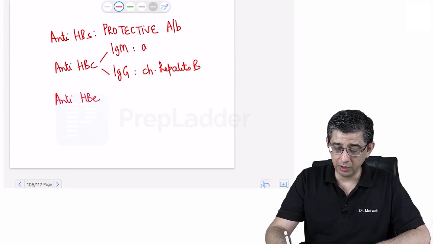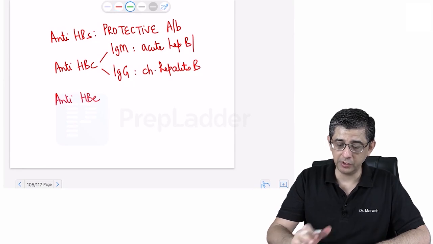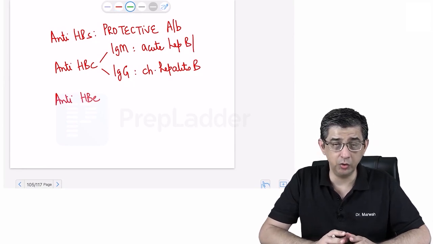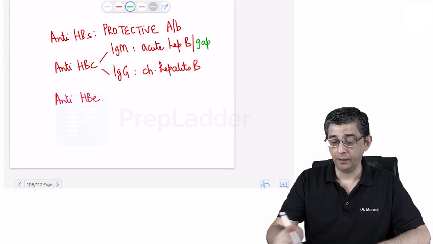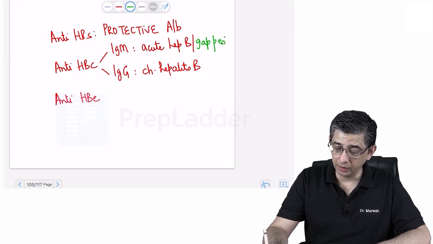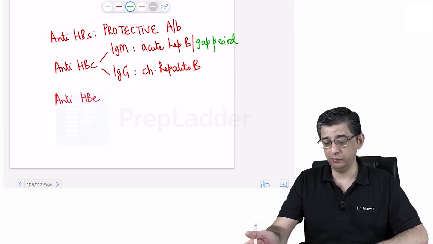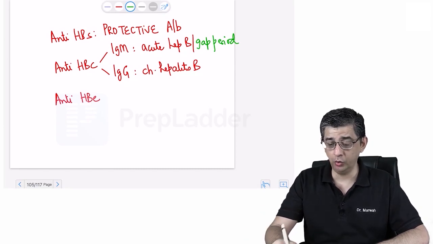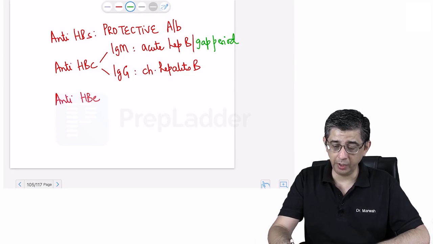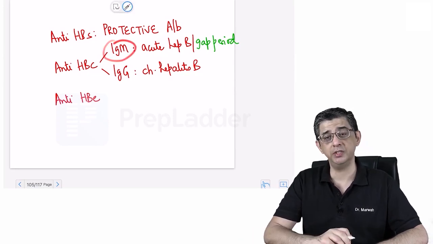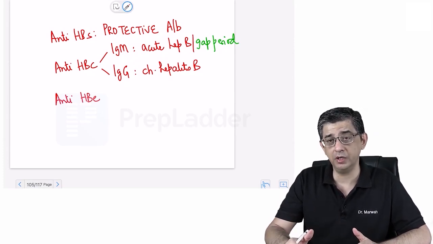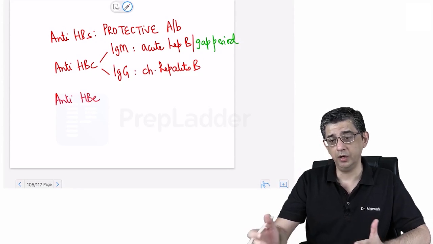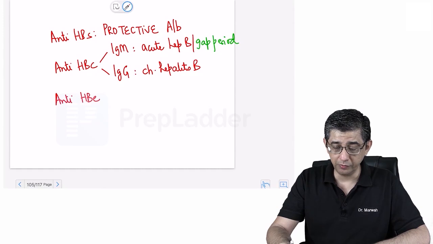But when you will read about IgM class of antibody with surface antigen, you will notice that in multiple choice questions, sometimes the answer is given as acute hepatitis B and sometimes the answer is given as gap period. What is the difference between gap period versus acute hepatitis B will become clear, and how would you in MCQ know what to answer? I mean, IgM class of antibody, I said, can be present in both the situations. So how would you decide in the MCQ whether you should answer gap period, whether you should answer acute hepatitis B will become clear in about a few minutes from now. So keep the focus on.